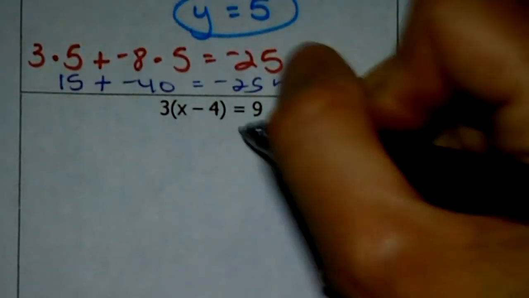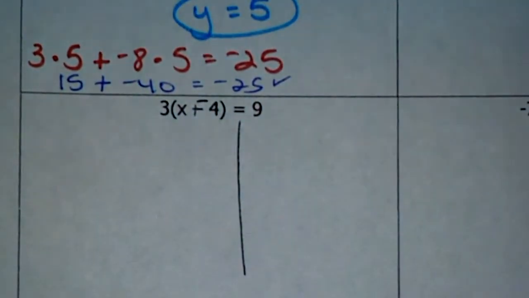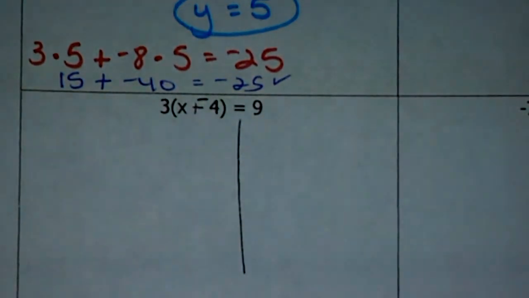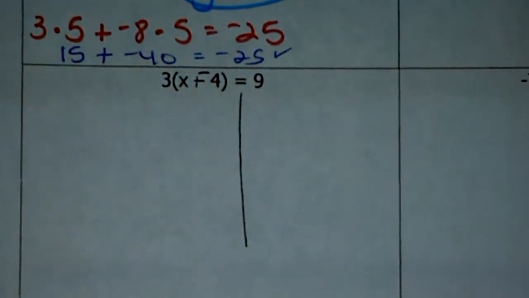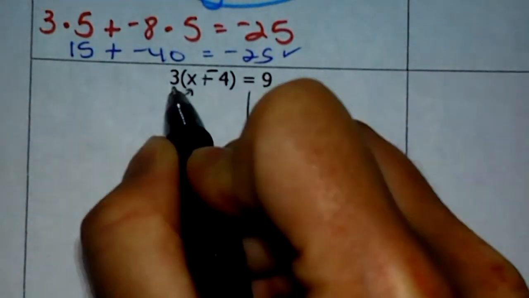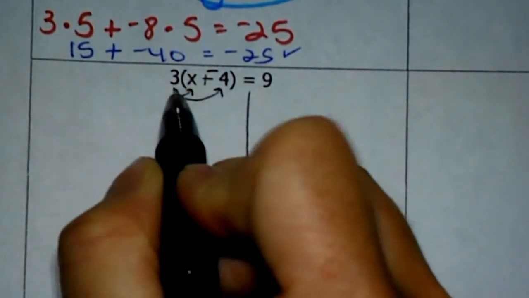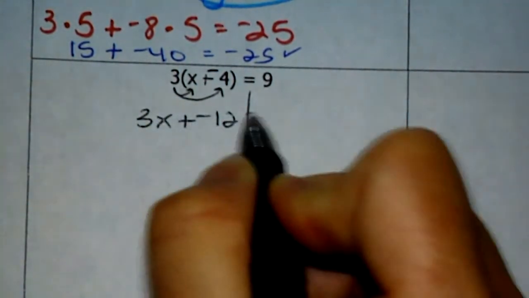All right, draw your line. Add the opposite. This time, I don't see any like terms on either side of the equal sign, but I do see some parentheses. That needs to be simplified before we start. So expressions in simplest form don't have parentheses. So we're going to distribute the 3 to everything inside. That means that this is really worth 3x plus negative 12.